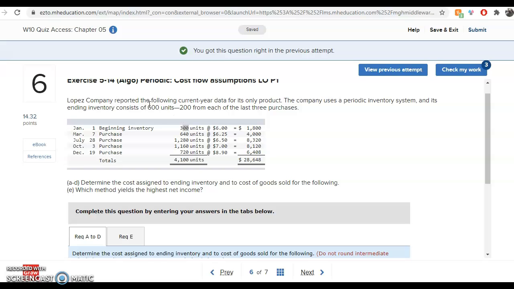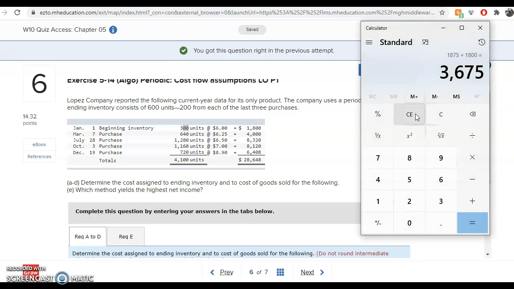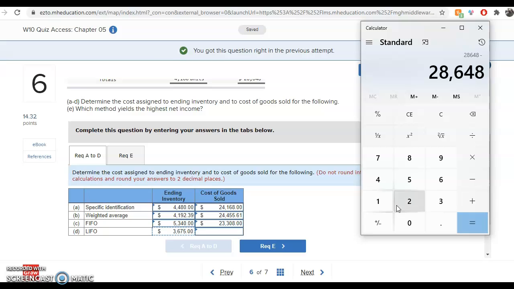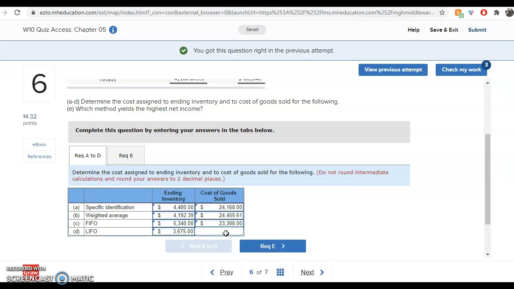Just make sure that the units are matching up with how much is here. That's what got me. We're going to take our total balance, 28,648, and subtract that cost of 3,675. That's right here. So we got 24,973. Perfect. And then, so that's it for that question.